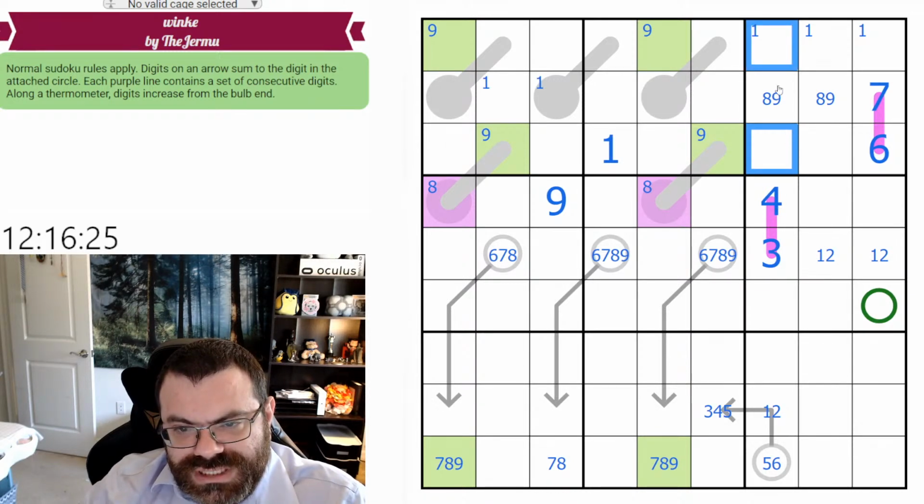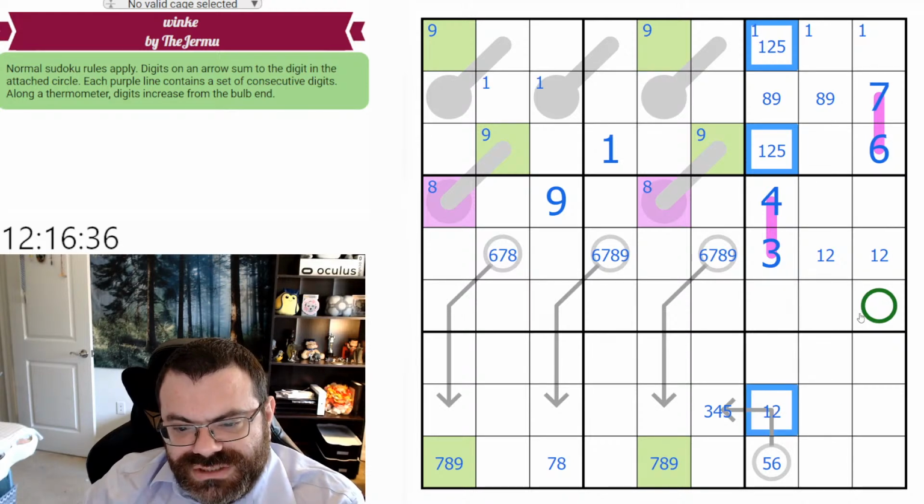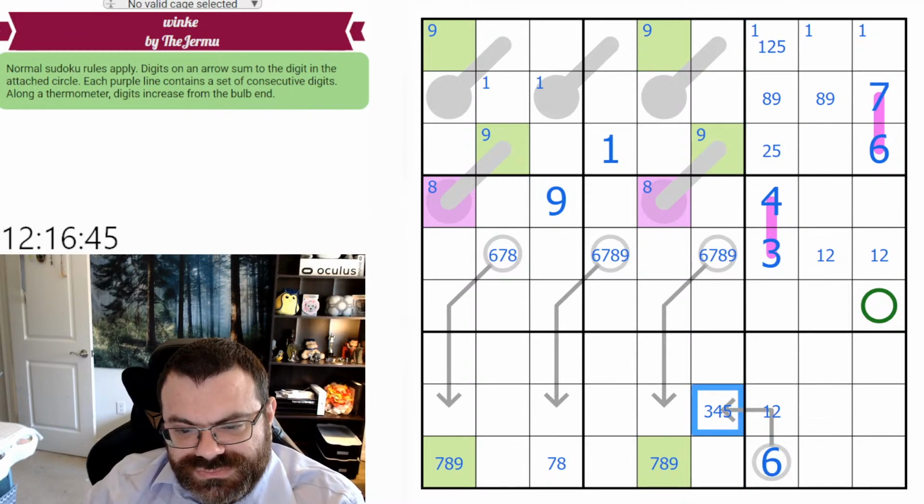Okay, so these two cells see 3, 4, 6, 7, 8, 9. So they can be 1, 2, they can't be 3, 4, they could be 5, they can't be 6, 7, 8, 9. So this is just a naked 1, 2, 5 triple. This can't be a 1. So this is a 6. Okay, I see it now.